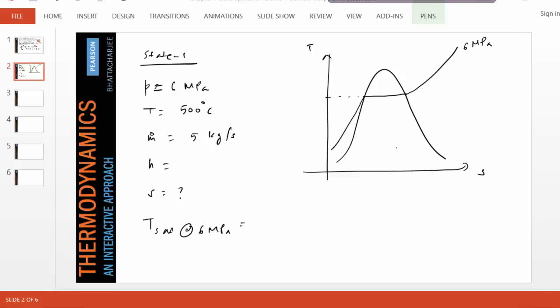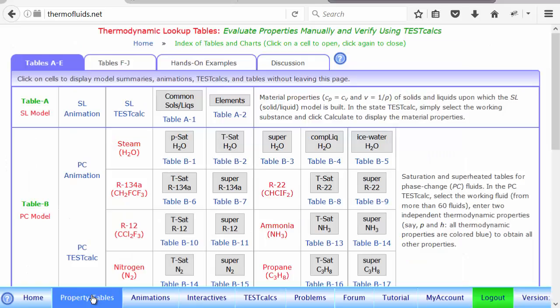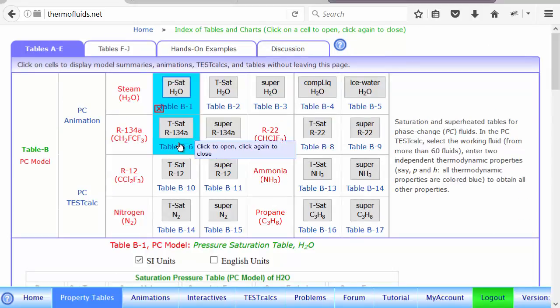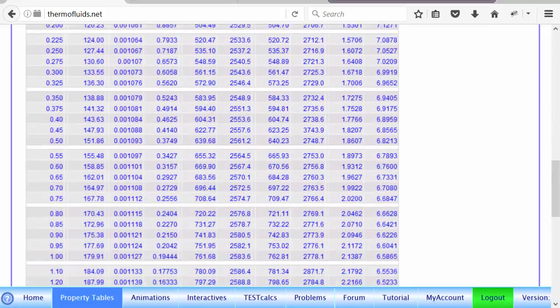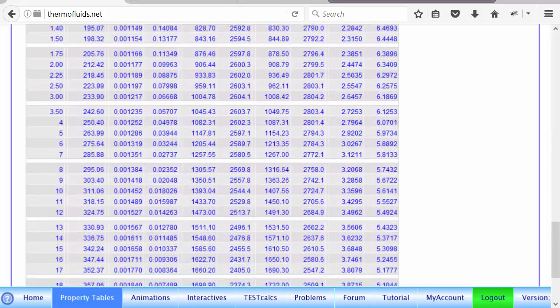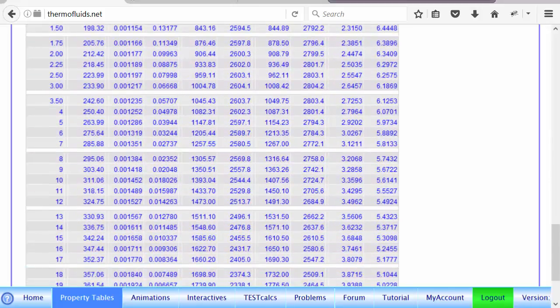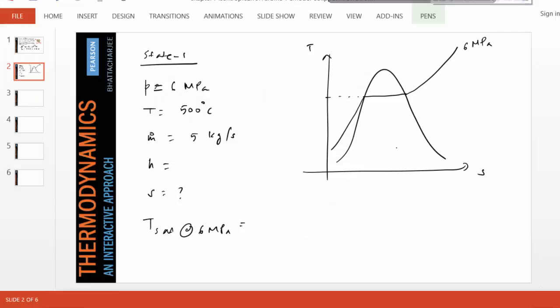To do so, we go to the property tables. The H2O pressure saturation table will give us T sat at 6 million pascal. So we go to 6 million pascal, which is right about here. And as you can see, the temperature is 275 degrees Celsius at 6 MPa. So we go back and realize that this temperature is about 276 degrees Celsius, and the given temperature is 500 degrees, which is way up here.